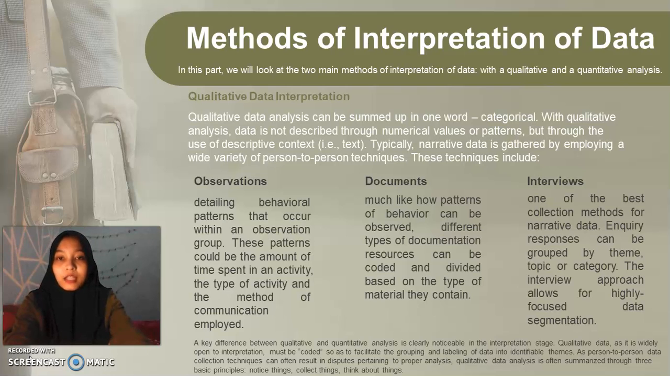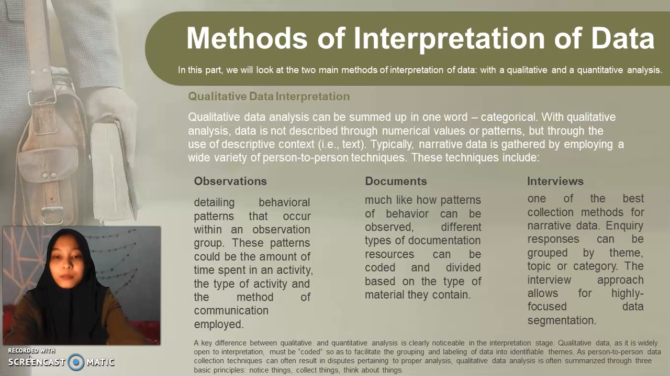In qualitative data interpretation, qualitative data analysis can be summed up in one word. It is categorical. With qualitative analysis, data is not described through numerical values or patterns, but through the use of descriptive content. Typically, narrative data is gathered by employing a wide variety of person-to-person techniques. These techniques include observations, documents, and interviews.